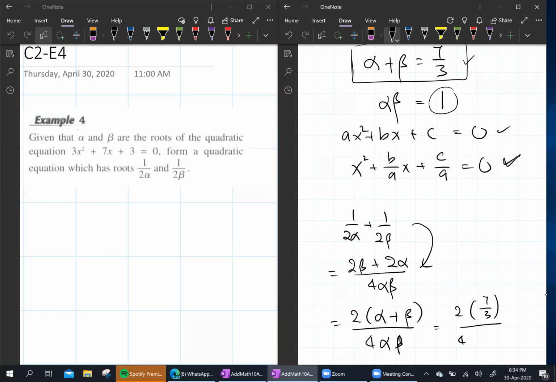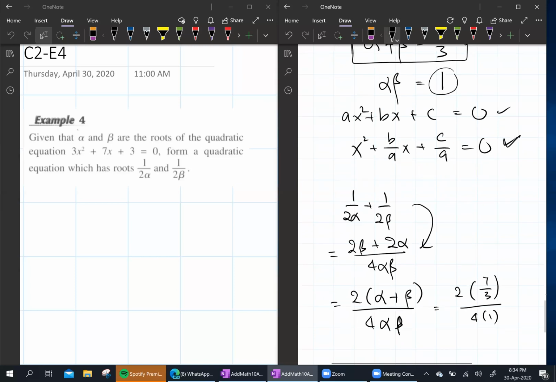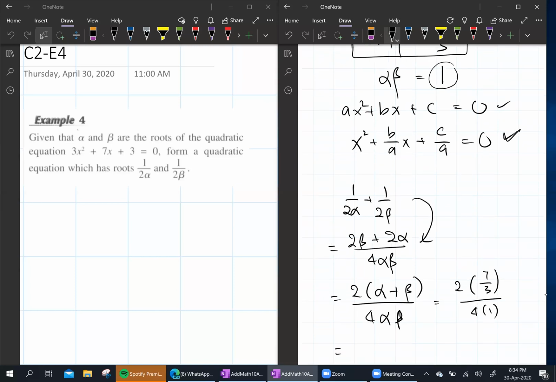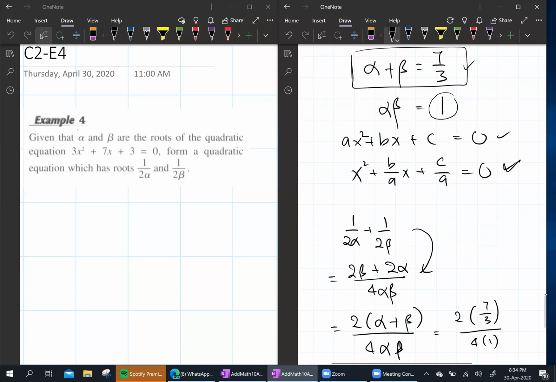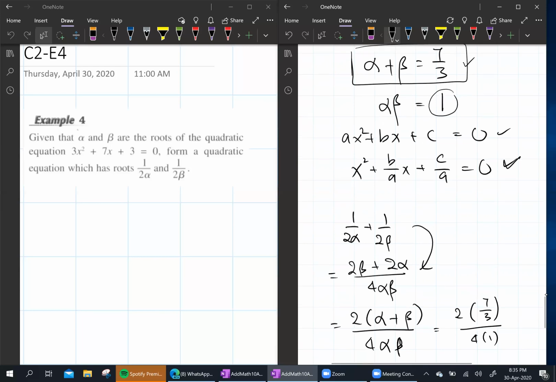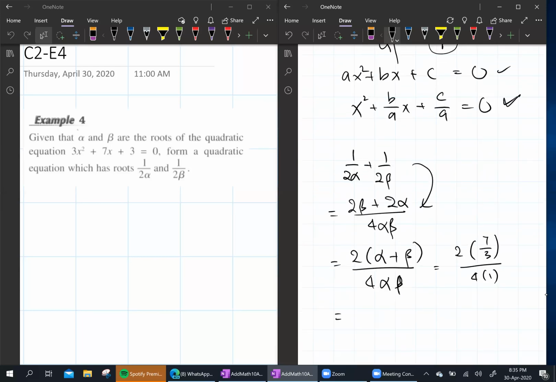So with 2 times 7 over 3 over 4 alpha beta is 1. So 4 times 1, okay, so this becomes what? 2 times 7, 14 over 3 divided by 4.